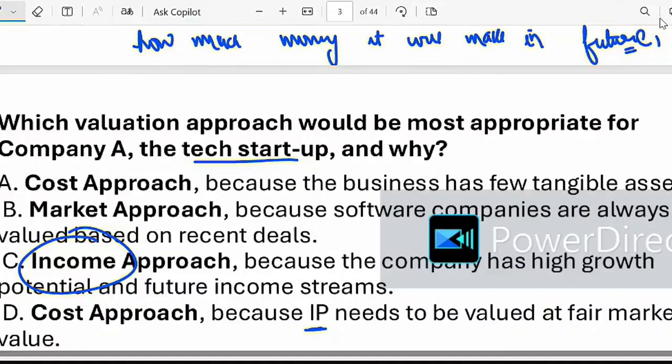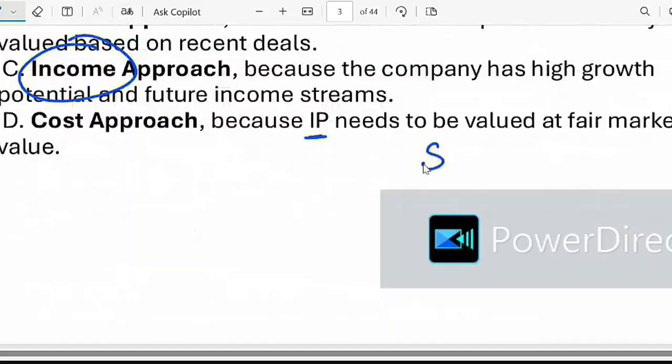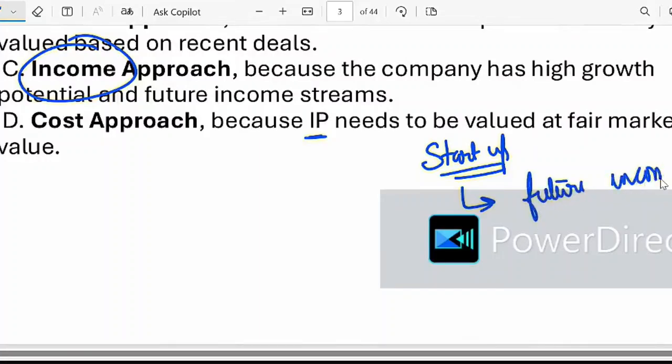So let me ask you a question. Does it make sense to use an approach based on future income for a startup? Yes or no? Suppose we have a startup. Does it make sense to use an approach based on future income? Yes or no? What do you think? Type yes if you agree or type no if you are unsure.